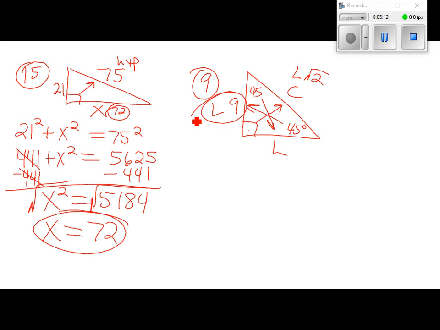We look right here, that's the side that they told us. And our equation that we can set up is L equals 9. Nothing to solve there, so all we got to do is everywhere we see L, we stick in 9. So I'm going to go right back up here, and in place of L, I'm going to stick in 9.